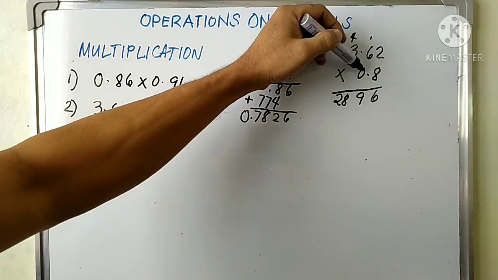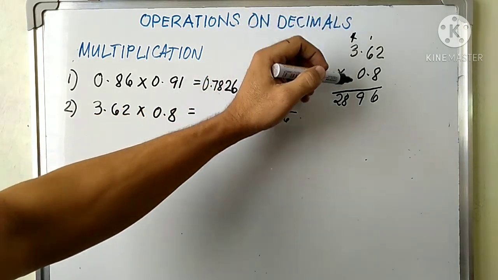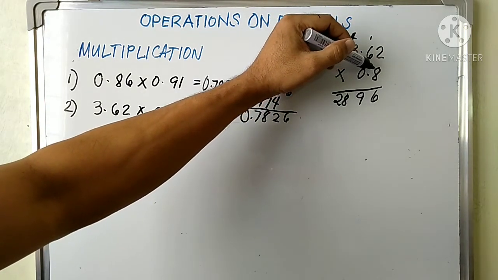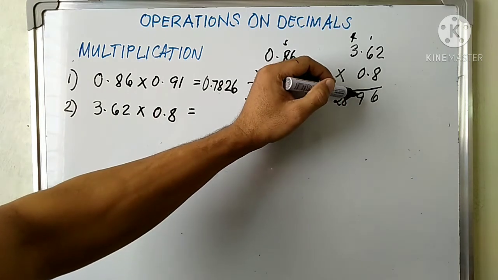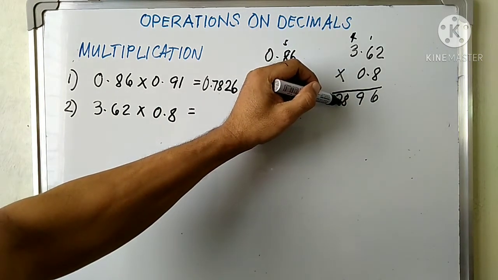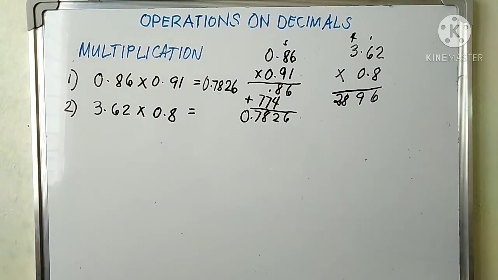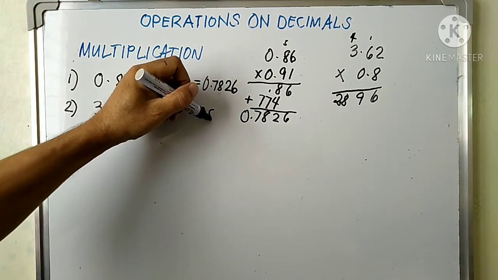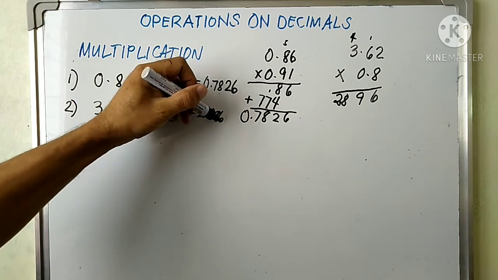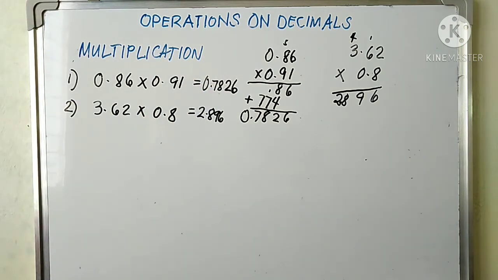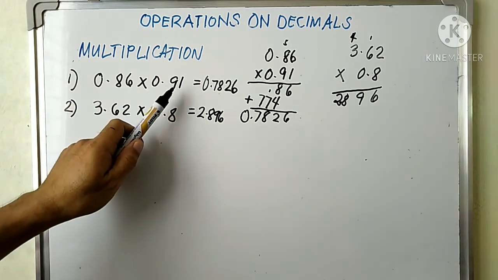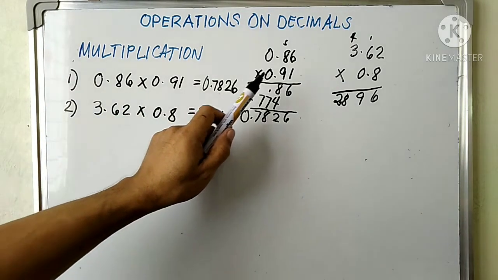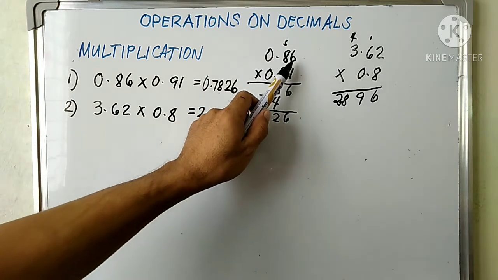Then that's all. Let's count. 1, 2, 1. So we have 1, 2, 3 decimal places. So the product here is 2.896. Let's review. In multiplying these decimal numbers, we have to arrange this vertically and align the last digits.